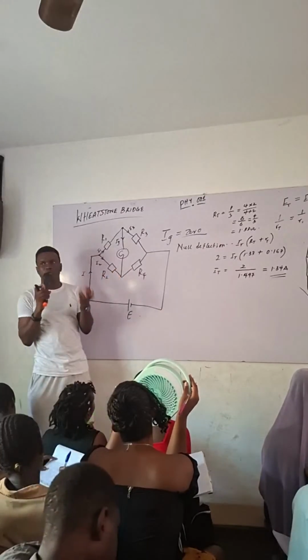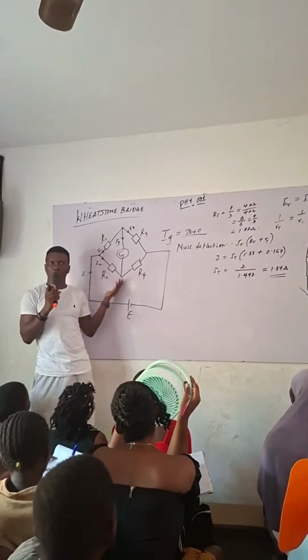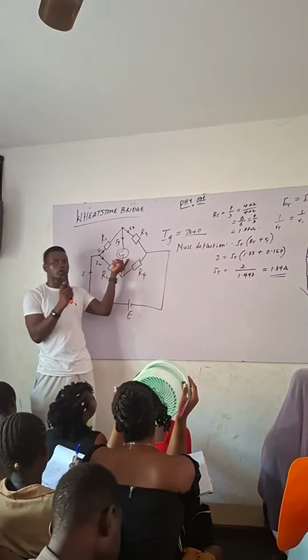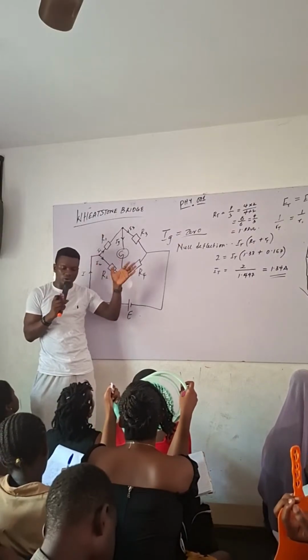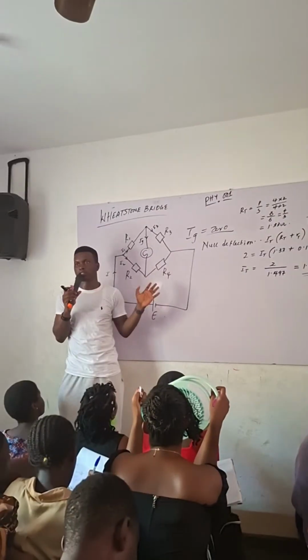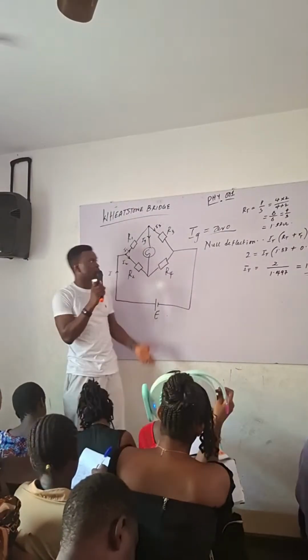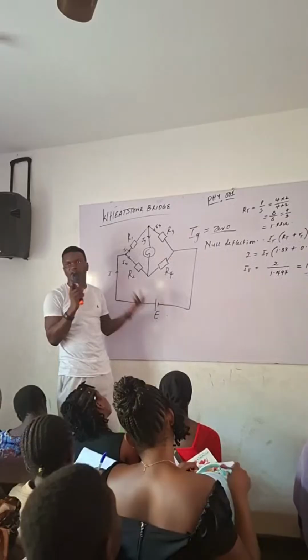How many questions have I talked about now? Two. One question, the function. Second question, how it works: there must be no deflection, meaning that this galvanometer must not read any current. Do you get my point? Then the third question is, they will give you three of these resistors and say you should look for one of them.